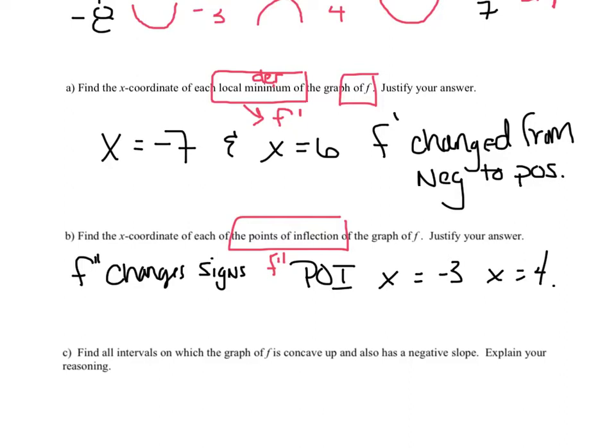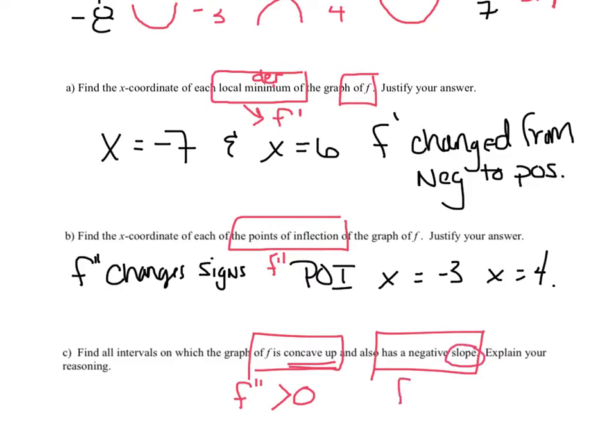C. Find all intervals on the graph where f is concave up and has a negative slope. Okay, so when I see concave up, I'm saying f double prime. And if I'm concave up, I know f double prime is positive, or greater than 0. And when I see the word slope, I'm thinking f prime. And if f prime is negative, it needs to be less than 0. So I basically have to look at my two sign charts and compare. I need f double prime to be positive, but I need f prime to be negative. So it's similar to that slowing down and speeding up. I need this one to be positive and this one to be negative.